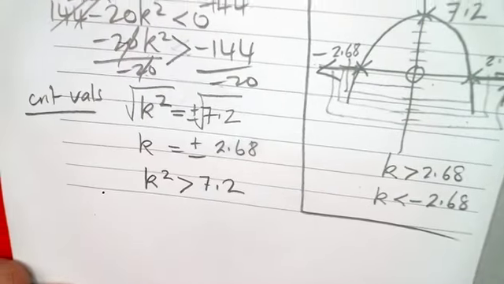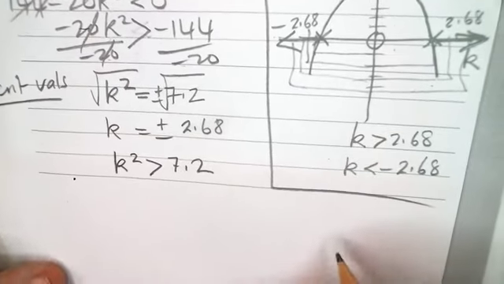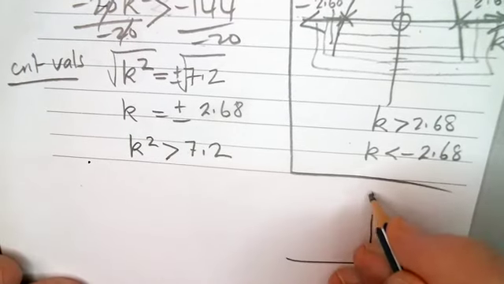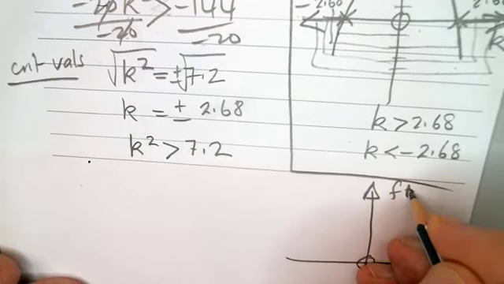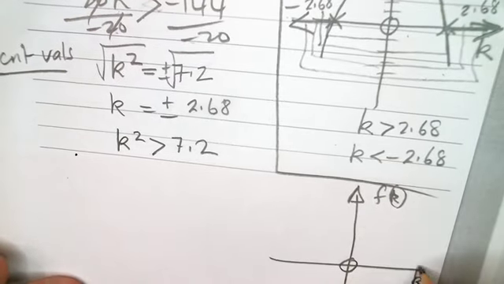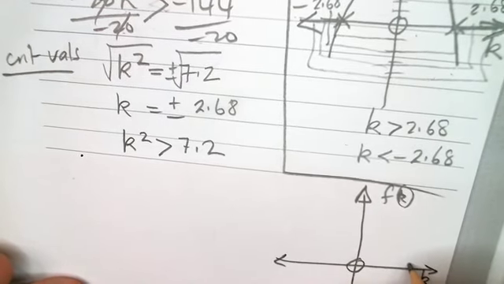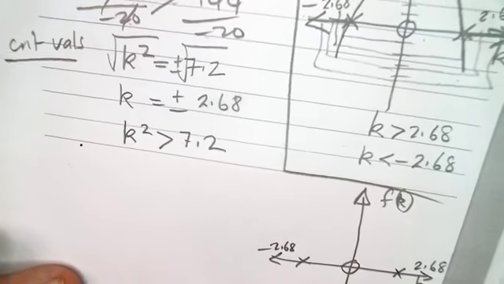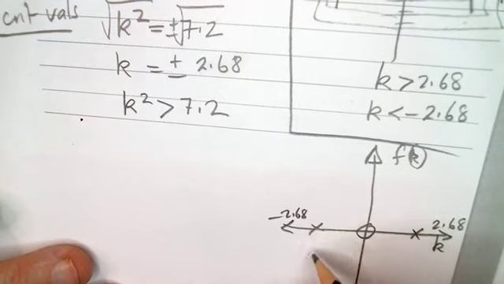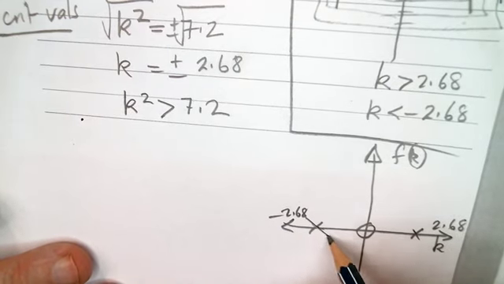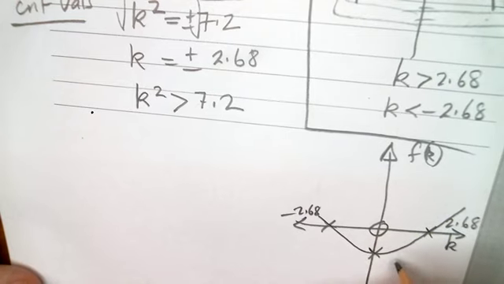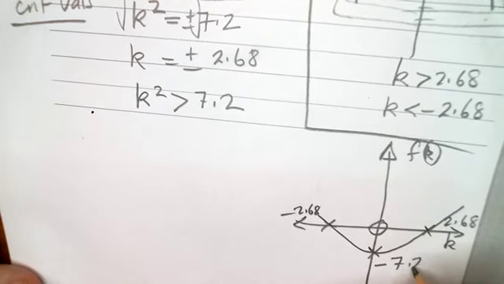Now, the effect of that is quite profound, because it means I've got a graph that looks like this. Here's my function of k. Here is my k over here. And it means I've got 2.68 over here, and I've got negative 2.68 over here. And now my graph, of course, is going to be positive. It's going to be going like this. And this point here is going to be negative 7.2.